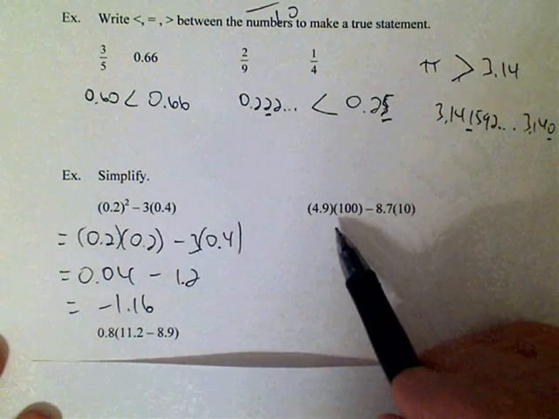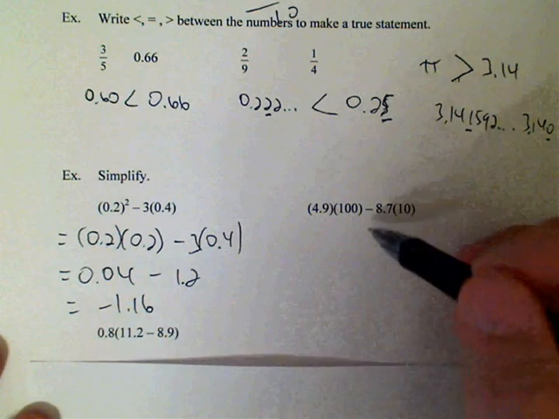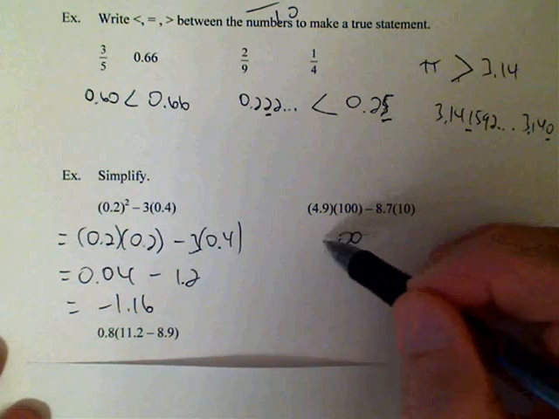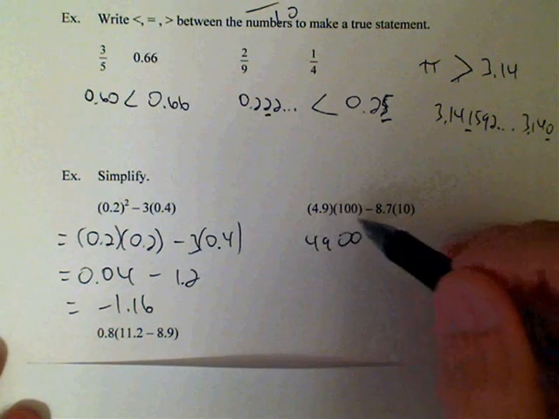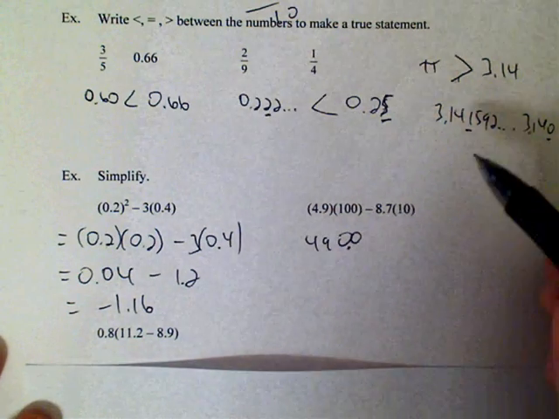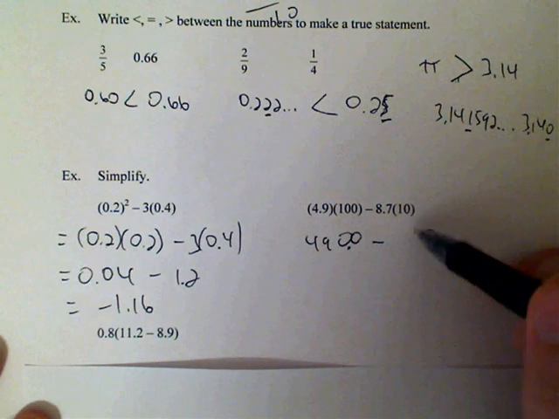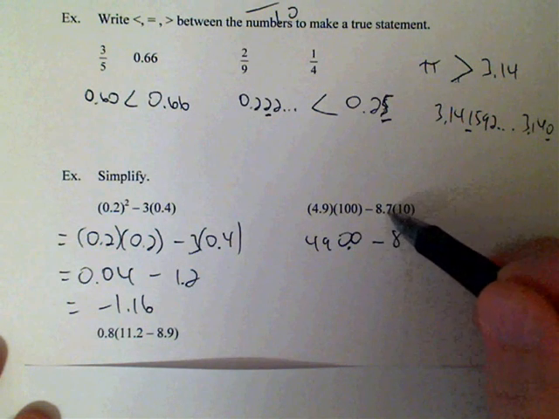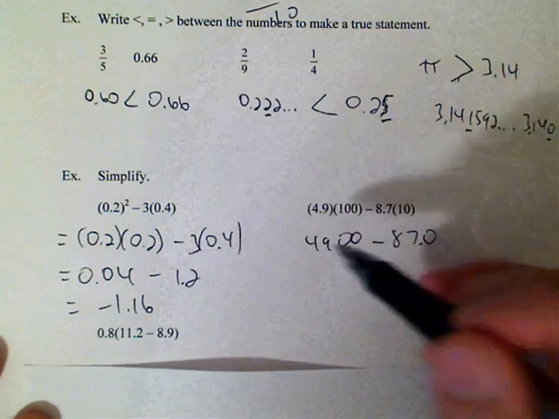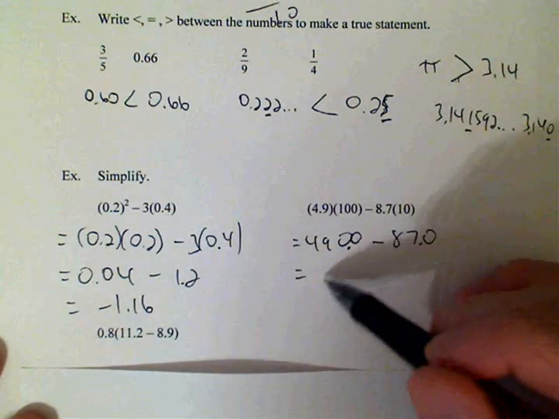4.9 times 100. Just write down our 2 zeros. 1 times 49 is 49. There's 1 digit after the decimal. We need 1 digit there. That's 490. Minus 8.7 times 10. Throw down a 0. 1 times 87 is 87. 1 number after the decimal. 490 minus 87 is 403.